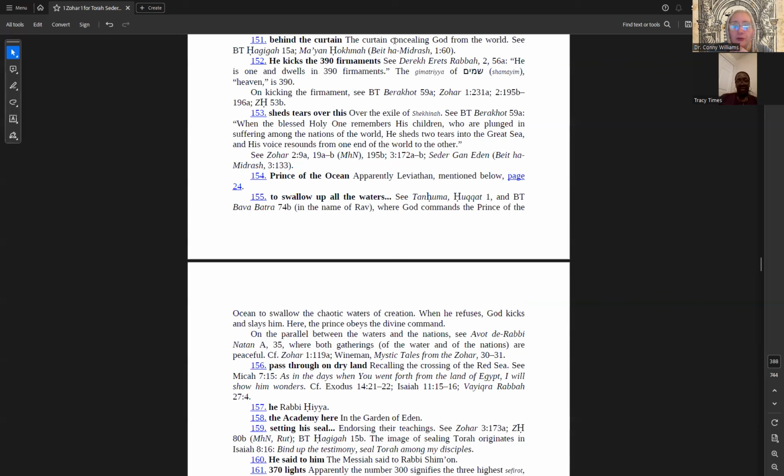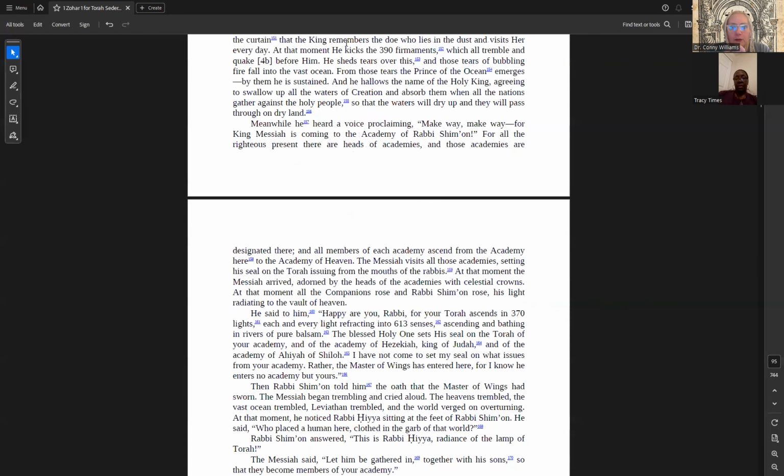151, behind the curtain concealing God from the world. And okay, behind the curtain. So that is someone who has the place of Keter. So that statement right here would then directly point to Metatron, who holds the position in Keter. Yeah, I thought from the beginning, sounds like Metatron to me.